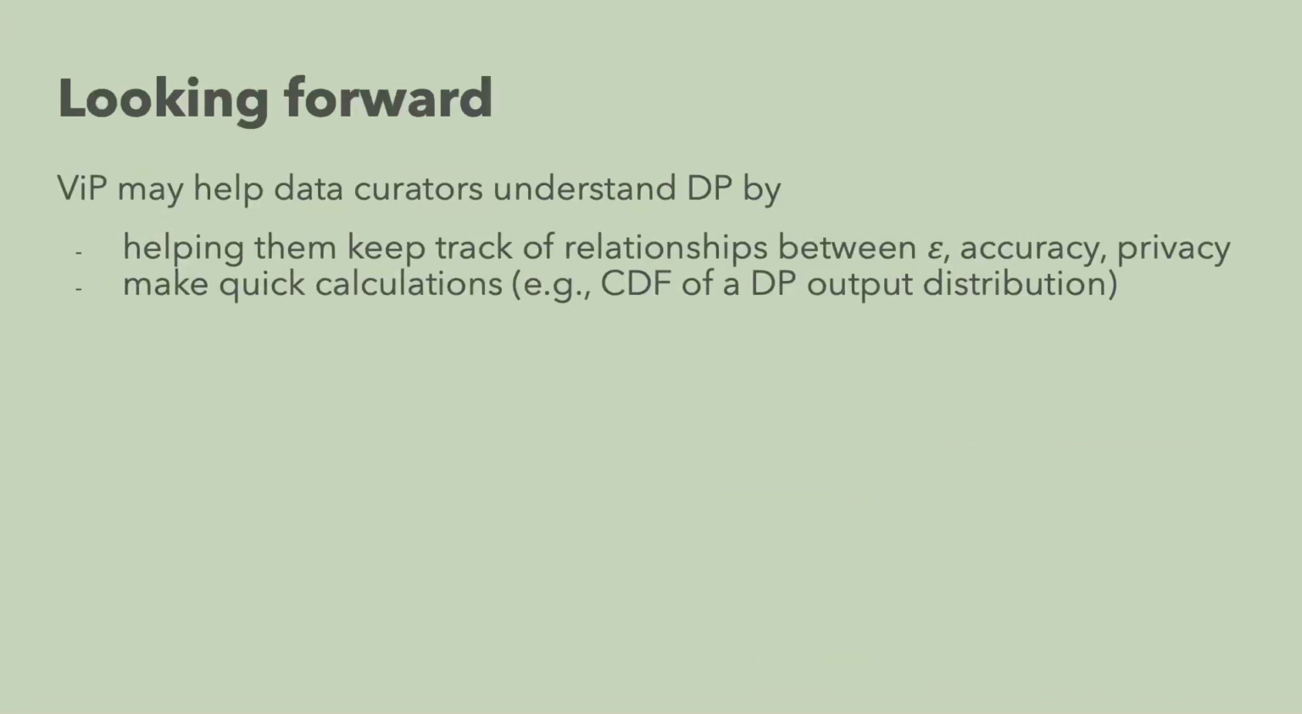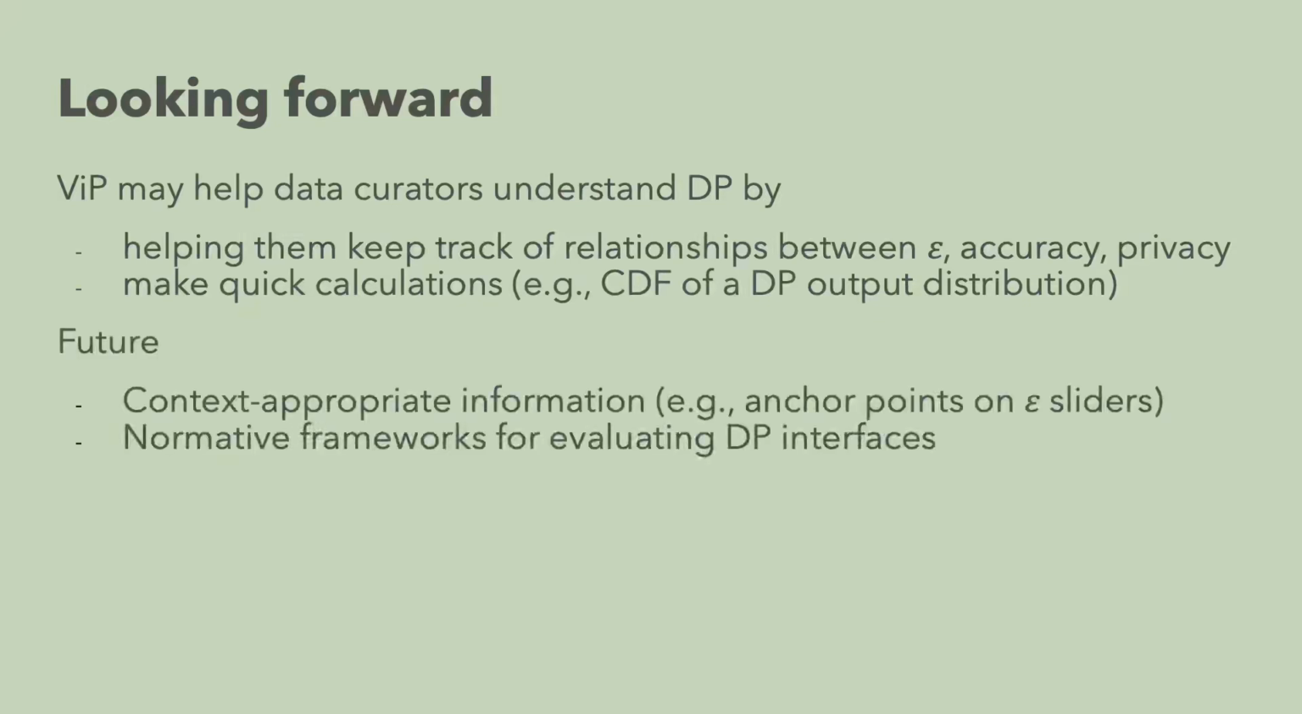Through our user study, we found that VIP may help practitioners understand DP by helping them keep track of relationships between epsilon, accuracy, and privacy, and may also help them make relevant calculations. Looking forward, we're interested in integrating context-appropriate information into VIP. For instance, this might mean showing anchor points on the privacy budget sliders. So this might mean saying something like, in the past, your organization has released a similar aggregate statistic under this privacy budget. We also think it would be useful to create normative frameworks for evaluating DP interfaces moving forward.